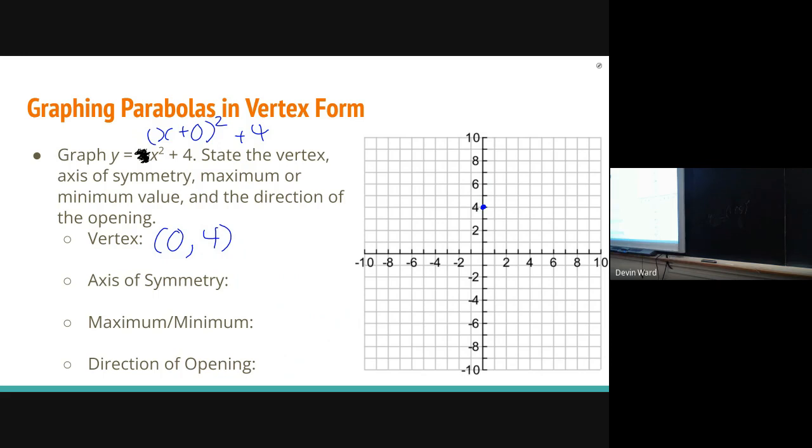From there, instead of going up, you're going down. Down. Yeah. Alright. So every time it's a negative 8, you go down. Good.